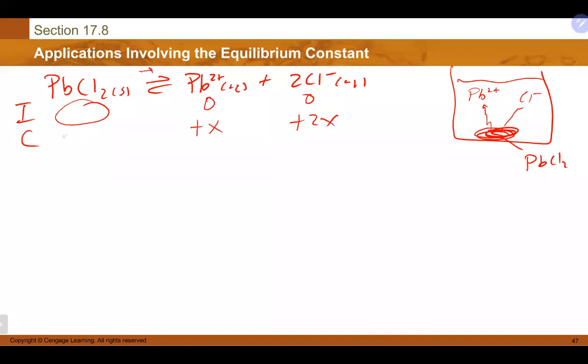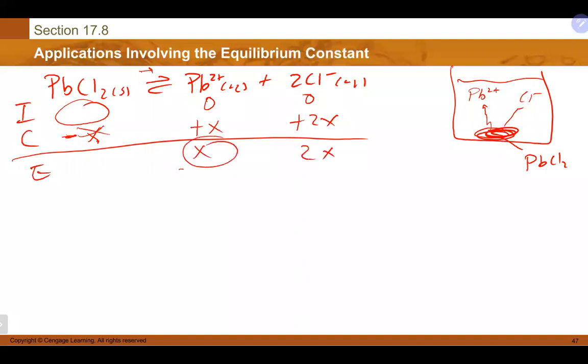We would technically move minus X on this side, but we don't need to because it's a solid, so it won't be included in the calculation. Technically we are losing a little bit of this, but we don't have to worry about it for the calculation because it's a solid. Now, if you had something that was aqueous on that side, which you wouldn't in this type of problem, you would still do the minus on that side and the plus on the other side. Other questions on that?